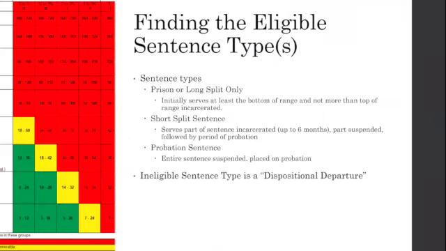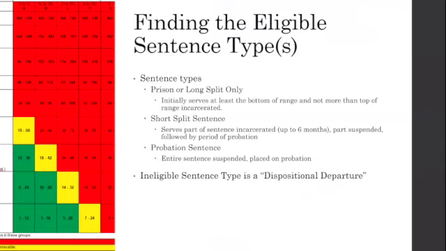The grid not only gives the sentence length recommendation, it also gives a recommendation on the sentence type. Now, there are a couple different options on the grid. The entire grid has an option of either being a prison or a long split sentence, but those are the only option on the red boxes on your screen. That would mean that the defendant initially serves at minimum the bottom range of that box, but not more than the top range incarcerated.